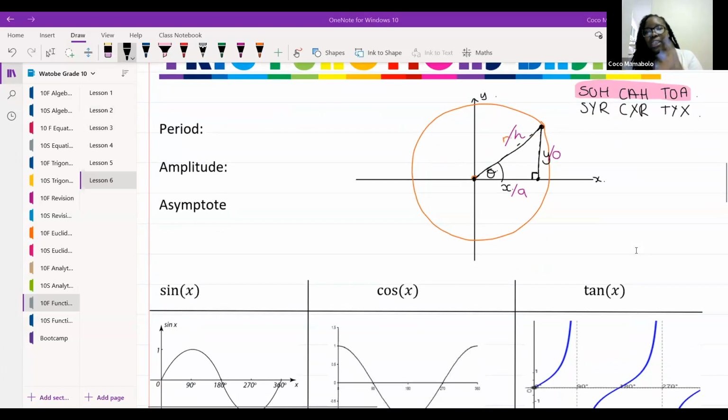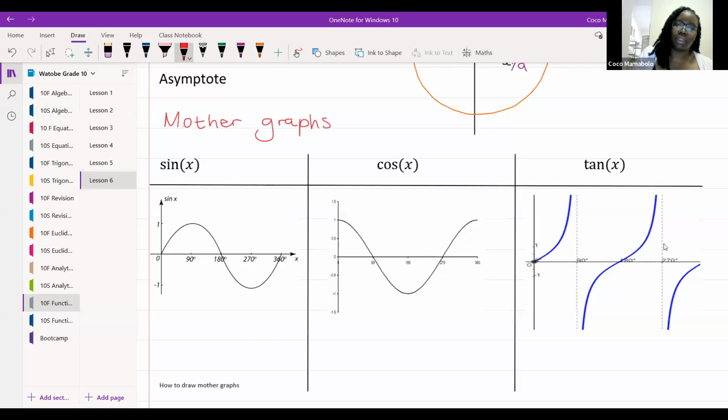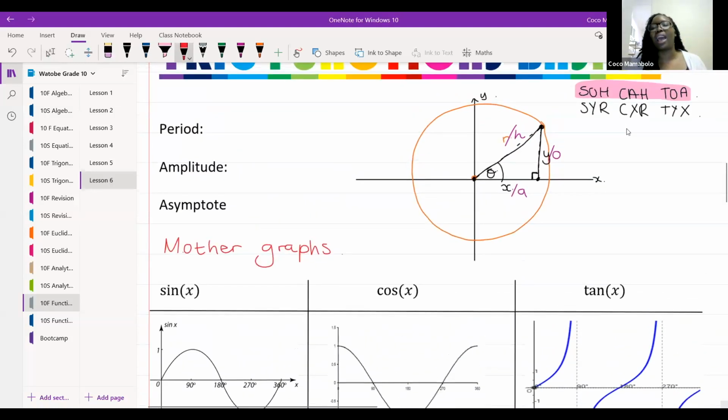Now, guys, we are going to look at these three graphs, and we're going to call these three graphs our mother graphs. Okay, Akona says, ma'am, please explain the R. The R is the hypotenuse. Okay, Akona, R is the hypotenuse.